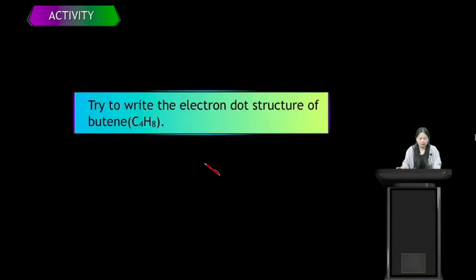Activity. Try to write the electron dot structure of butene. But, B-U-T, is a prefix given for compounds containing 4 carbon atoms. We see that the suffix used here is E-N-E, meaning butene is an unsaturated compound. It is an alkene. So writing the electron dot structure of butene will be your homework.